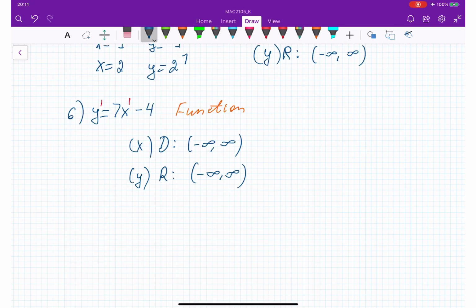Moving to question 7. Y is equal to 10 over x minus 1. Okay, we need to find if this is a function or not. Well, you tell me now, looking at the equation, do we have x degree 1? Yes. Do we have y degree 1? Yes. Then you shouldn't have any hesitation that this equation is a function.